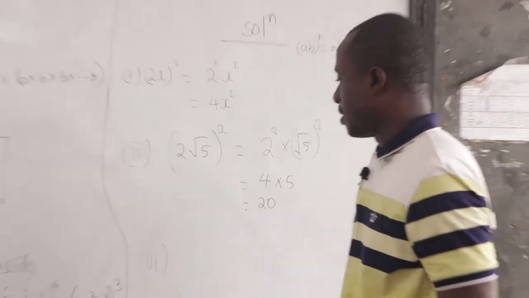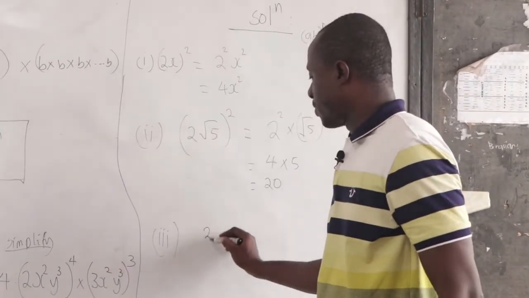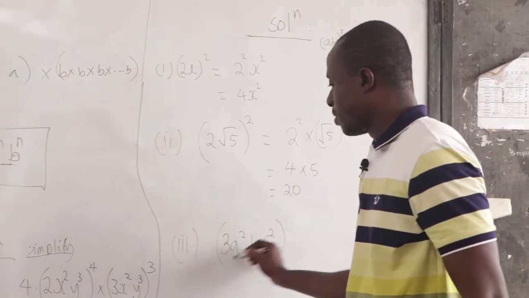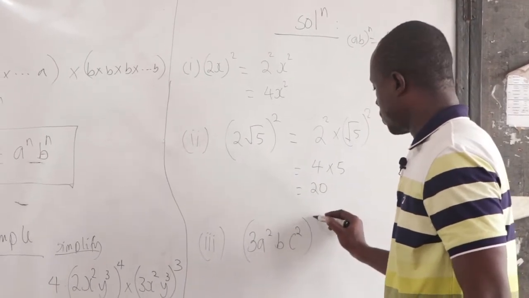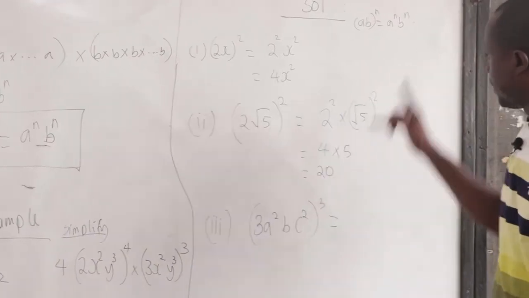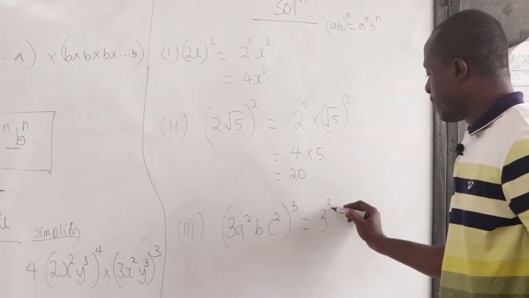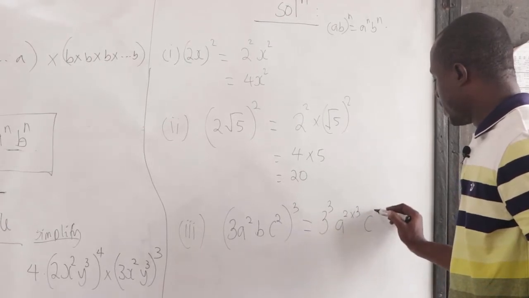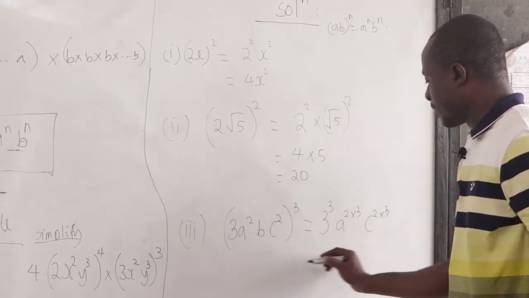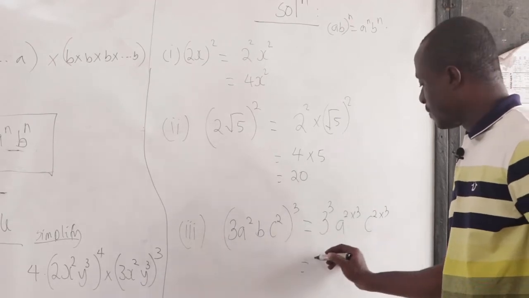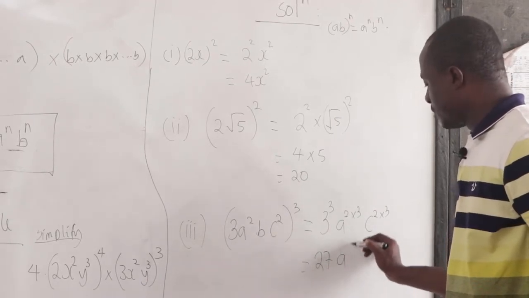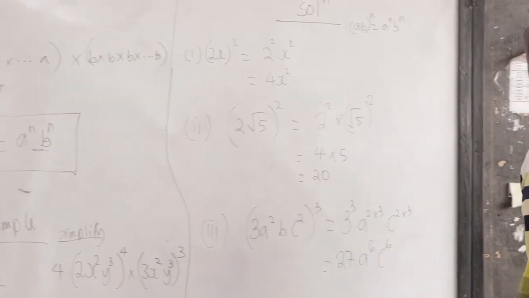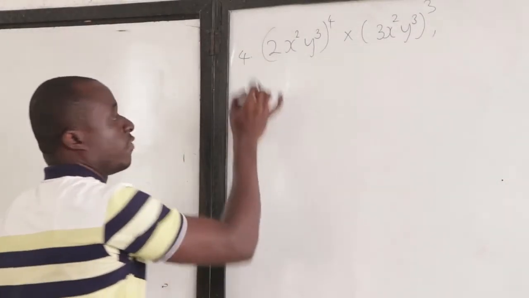Now let's see the third one. We have 3a squared b c to the power 2, all to the power 3. Now applying the rule, we have 3 to the power 3, a to the power 2 times 3, c to the power 2 times 3. And clearly here 3 times 3, this is giving us 27, a to the power 6, c to the power 6.